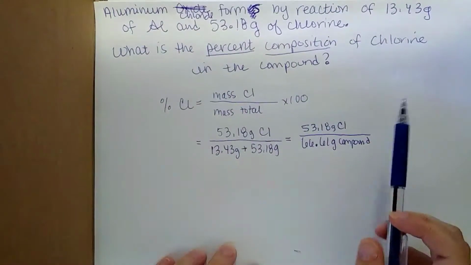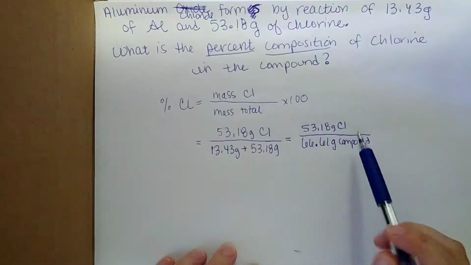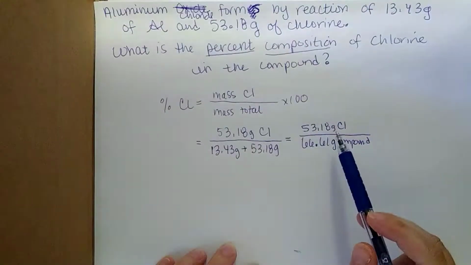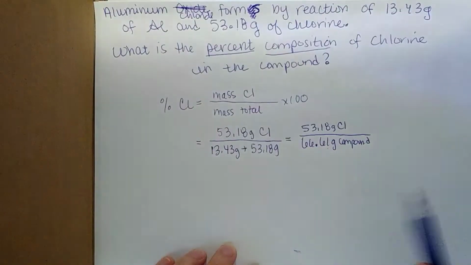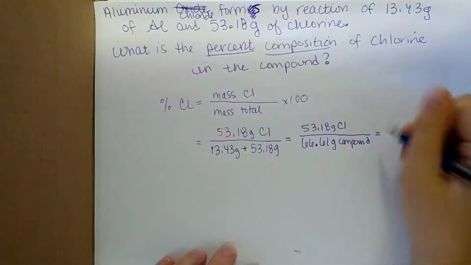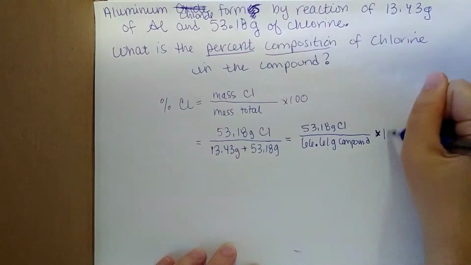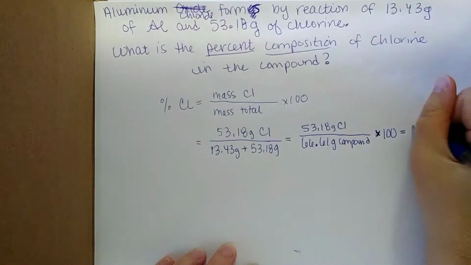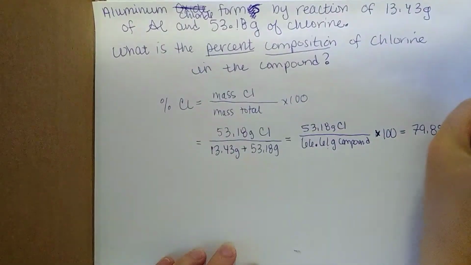In any case, the compound's made up of this aluminum and this chlorine. It doesn't really matter what the molecular formula is in this case, because we know the masses, so we don't have to worry about it. So if we divide these two things by each other and multiply by 100, what we're left with is 79.8% of the compound is chlorine.